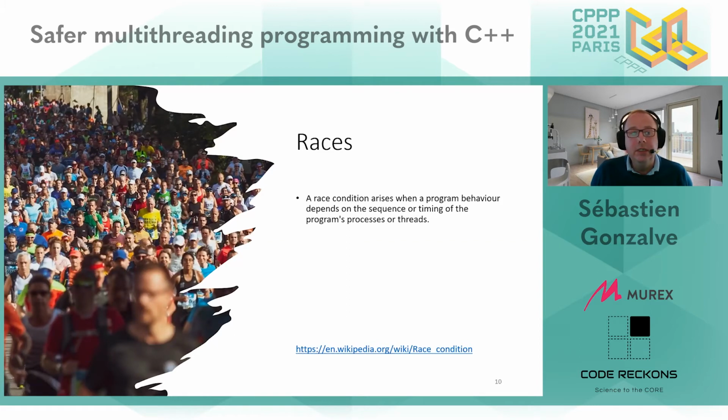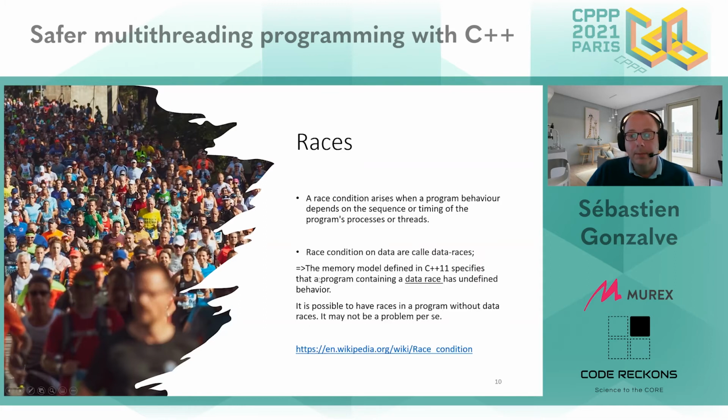The problem of concurrency is races. So races are just like those people running. You have many threads doing their jobs, going at their own speed, let's say, and they will probably do the job in a way you can't predict, and maybe the result will happen in a non-deterministic way. So races per se are not really a problem. But the problem arises when you have races on data, which are called data races, and this is what makes problems.